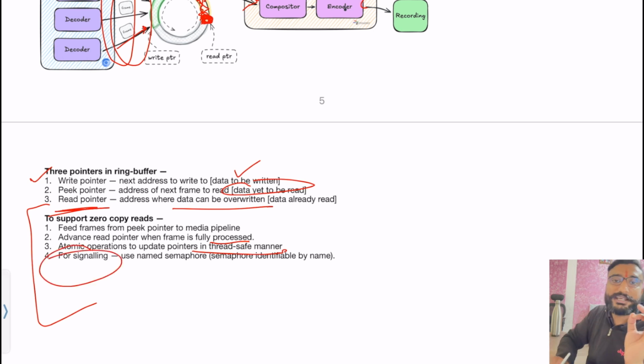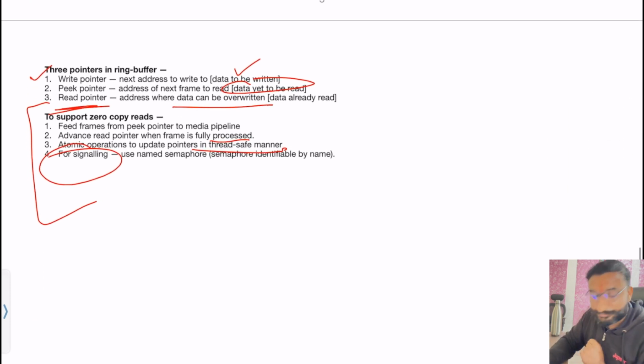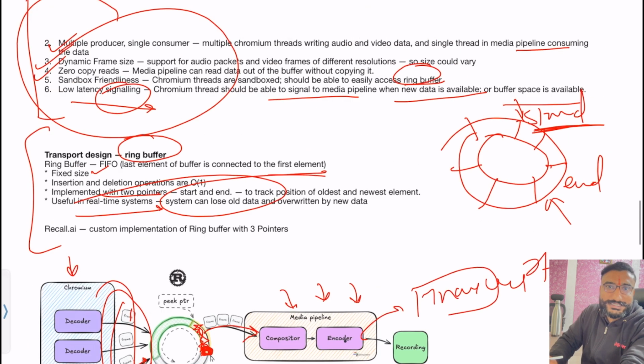We also needed a mechanism so that your media processing pipeline can know that new data is written. Okay, so in that case, you need to use a named semaphore. Named semaphore is basically a semaphore which is identifiable by a name. And semaphore, if you don't know, you might have studied this in your college curriculum, in which we studied about mutex and semaphore. Mutex was basically mutual exclusion, where you take a lock, and semaphore was a signaling mechanism which you use for signaling purposes.